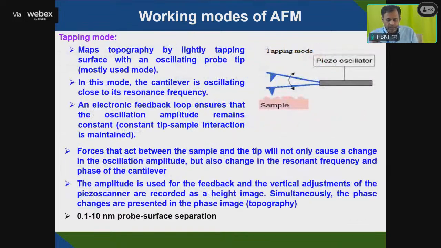And then you have a tapping mode. If you have a rough surface here, the tip will just tap and go up, tap and go up like this, tapping mode. So you will get mostly a topography image in all these cases. In this mode, the cantilever is oscillating close to the resonance frequency, and the separation distance is about 0.1 to 10 nanometer. So you'll get mostly a topographic image in contact mode, non-contact mode, or tapping mode.